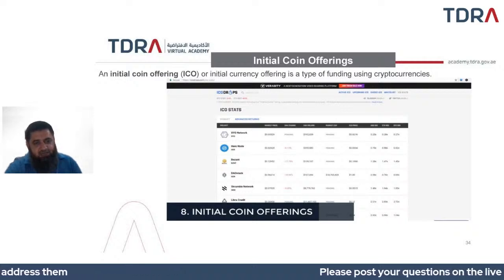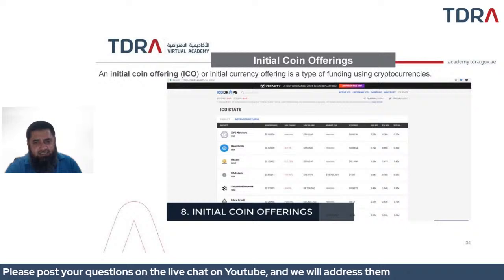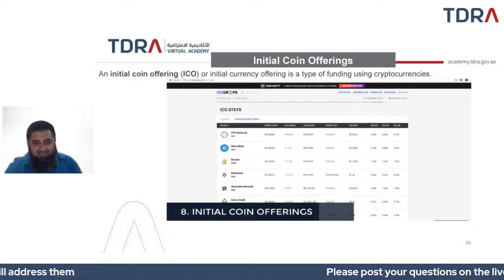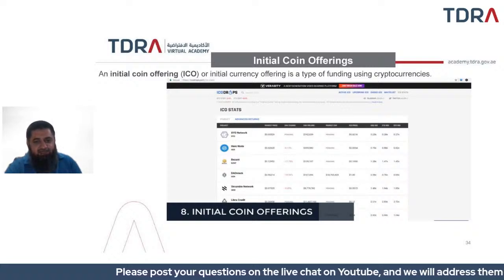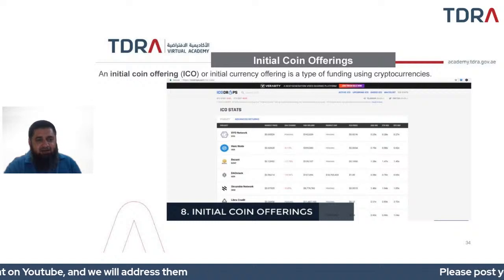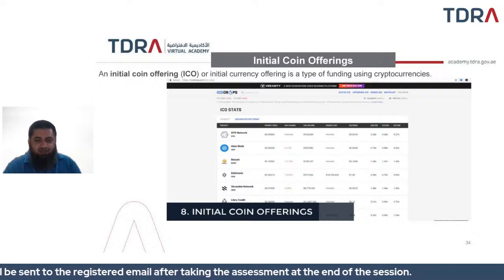Now we are going to talk about the ICO, that is initial coin offerings. These ICOs, initial currency offerings, are a type of funding using cryptocurrencies. So I had an idea and I want to get funding for that. So one of the ways is to do an IPO, that is initial public offering. We see in stock markets, trading markets, where the shares are being sold and purchased. How the system works, I will tell you very briefly.